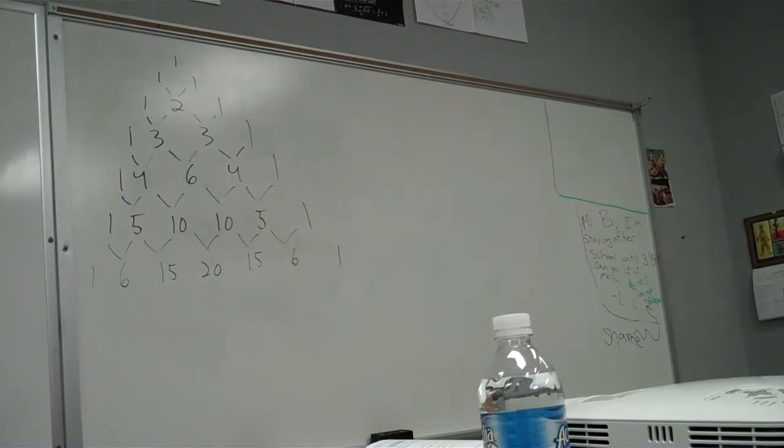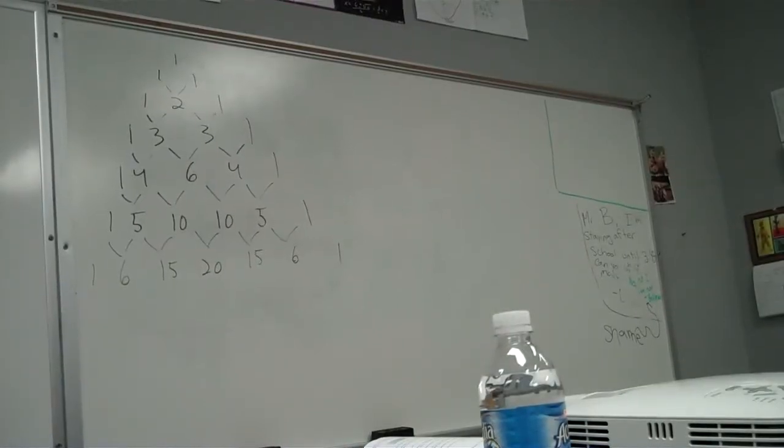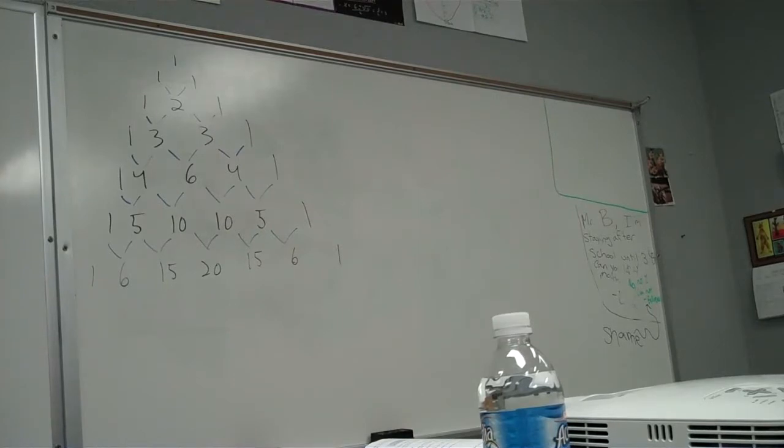would be a to the 5th plus what? 5a to the 4th, and then b would appear. And then plus 10a to the 3rd b squared. And then another 10. Oh my god, this is too much. Plus another 10. And then what happens to the a's and the b's? a squared b cubed. Plus what's next? 5ab to the 4th plus 1b to the 5th.